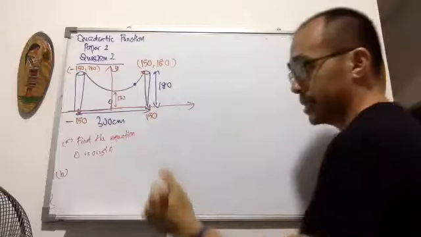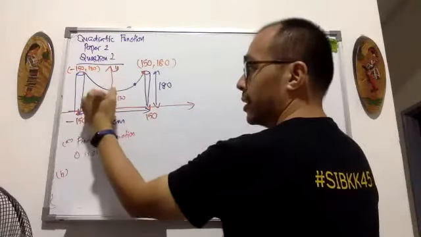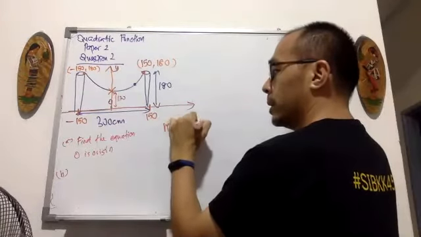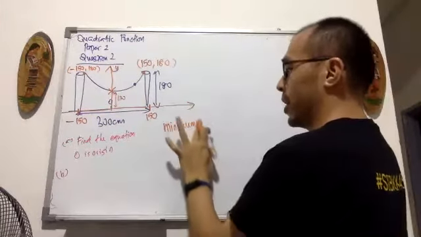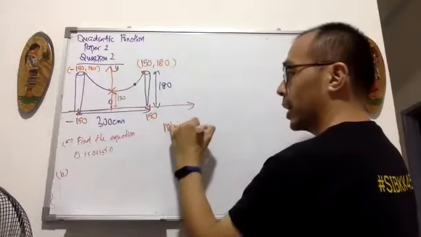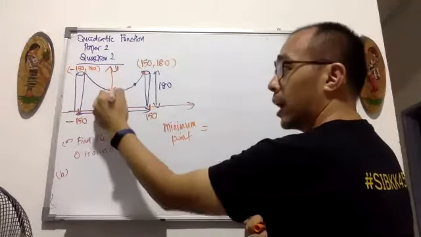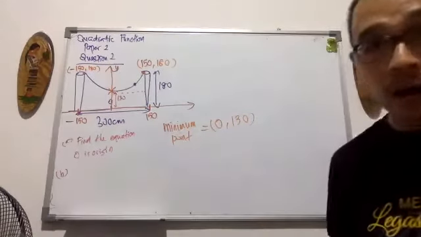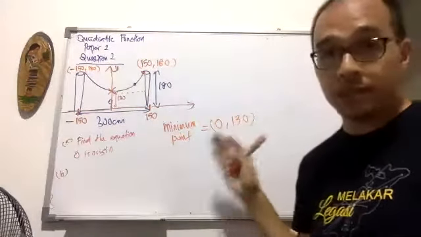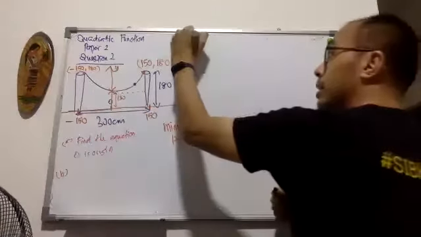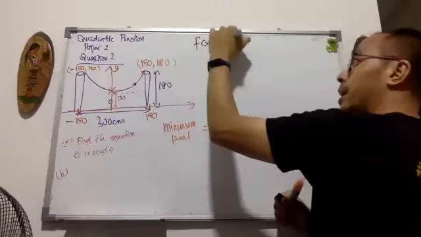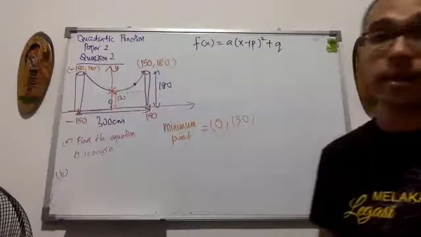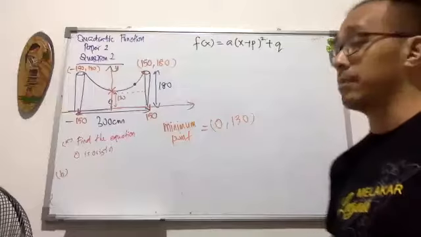At the same time, we also know that since this is 130, the minimum point is actually (0, 130). Now, if you remember how to build quadratic equations based on just the minimum point, you can know quite a lot of things. It's f(x) = a(x + p)² + q, where p and q are the x and y coordinates of the minimum point.